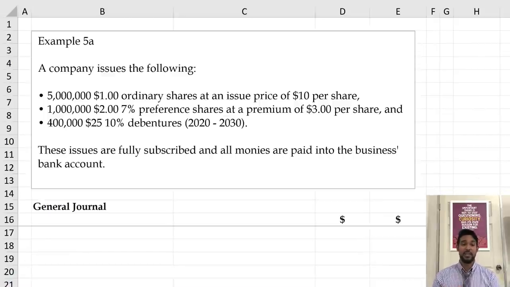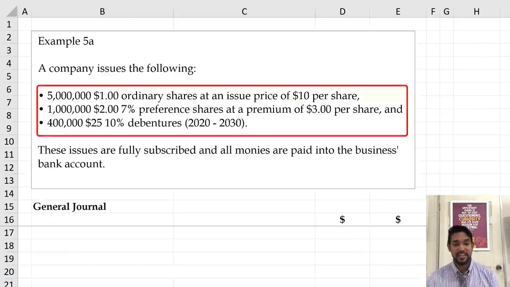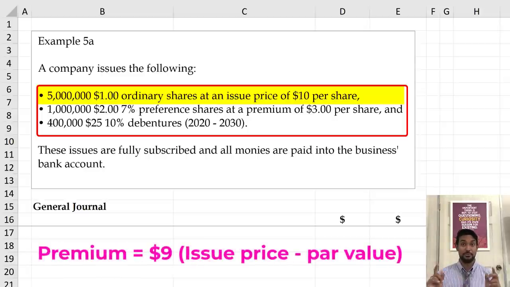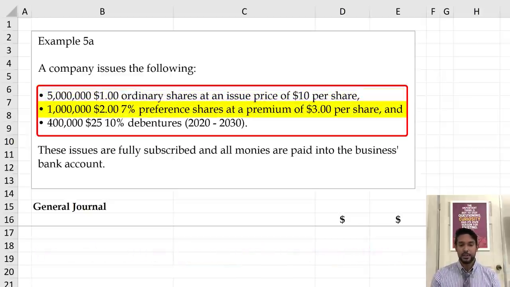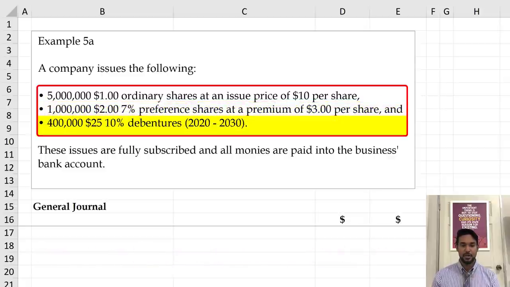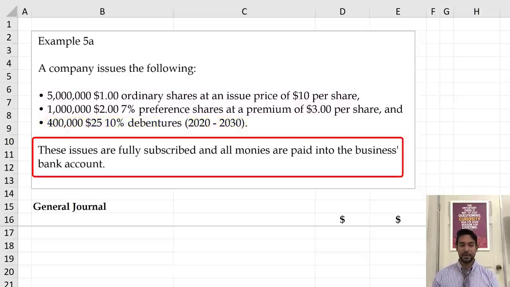Yeah, guys. So example 5A, a company issues the following: $5 million $1 ordinary shares at an issue price of $10 per share. So right away, the par value of those ordinary shares is $1, and we're issuing it at $10 per share, which means there's a premium involved, $9, the difference between the issue price and the par value. Then we have $1 million $2 7% preference shares at a premium of $3 per share. So here, they separated the premium for us. How nice of them. And $400,000 $25 10% debentures 2020 to 2030. Okay, these issues are fully subscribed, everything was bought, and all monies are paid into the business's bank account.